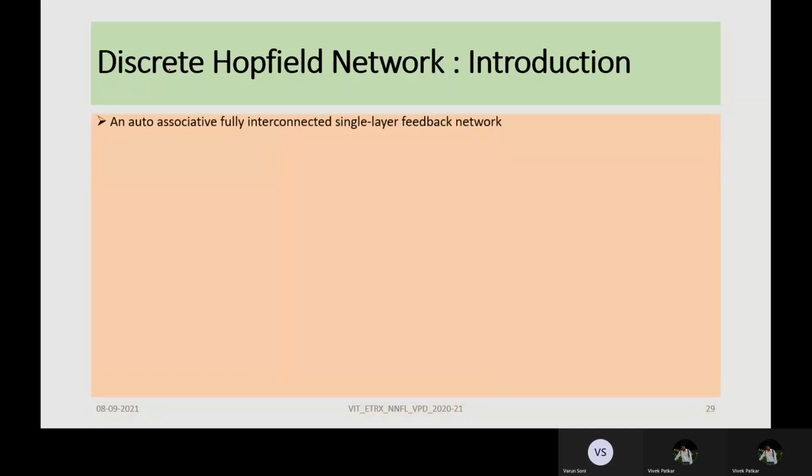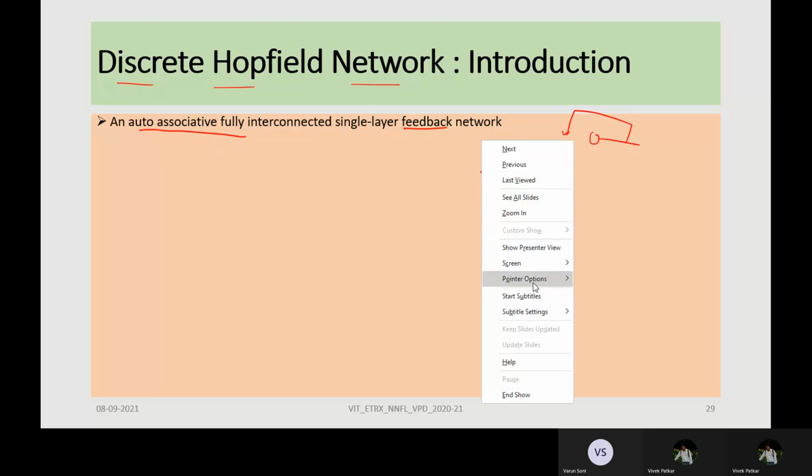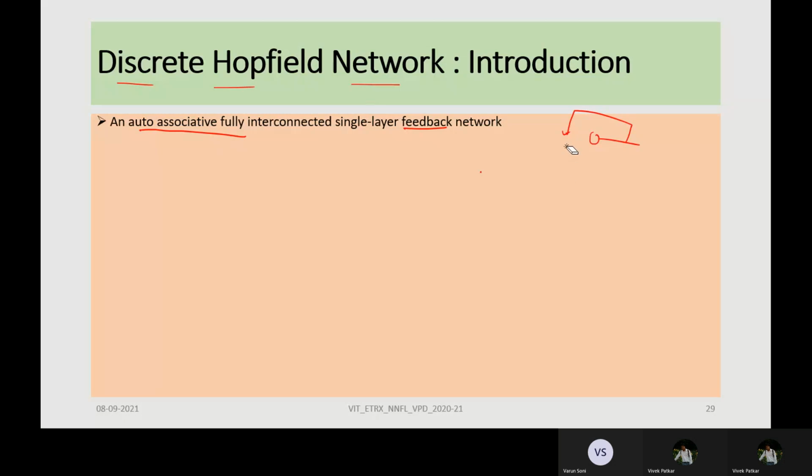So it is an auto-associative network only, but the difference is that it has feedback. In the networks we have seen so far, we never had feedback from output to input, right? Yes, sir. So the discrete Hopfield network is a special case of auto-associative where there is feedback. So we call it a recurrent network. The discrete Hopfield network is a type of recurrent network.